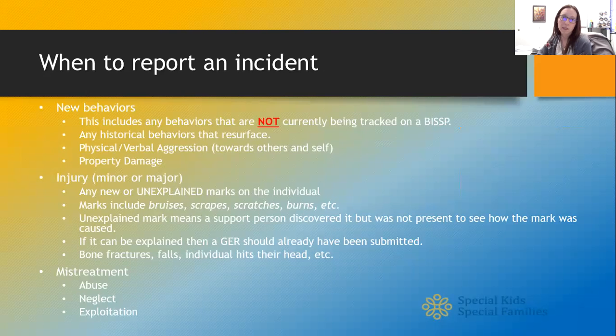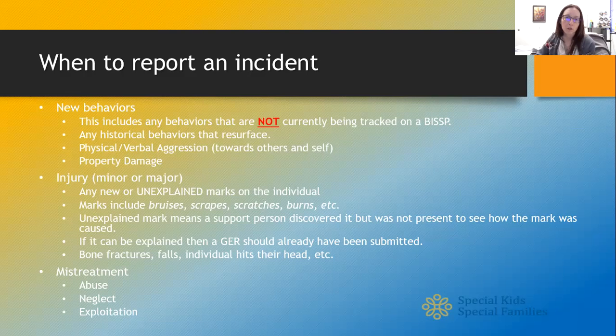So, when to report an incident. Any new behaviors that you see in any individual in your service or that you are supporting, this would include any behaviors that are not currently being tracked on a BISSP. If they are being tracked on a BISSP and it results in, say, injury, then that would be reportable. But anything that's already being tracked on a BISSP should be tracked there and there only.